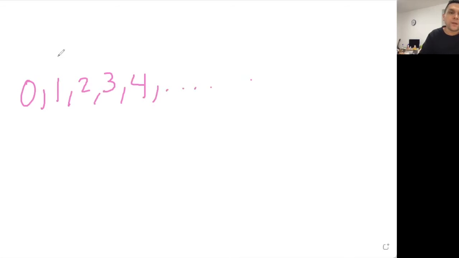So in the real number system, we have different sets. The first one is the natural numbers, which are counting numbers. Examples of these are 0, 1, 2, 3, 4, up to infinity. And the letter that we use for these is N, for natural numbers.